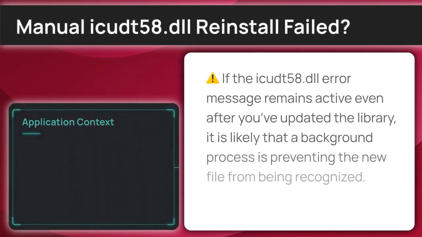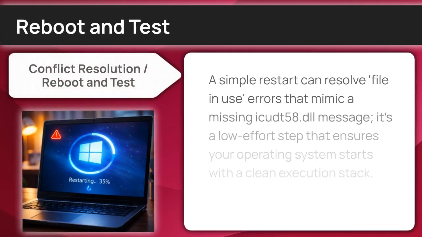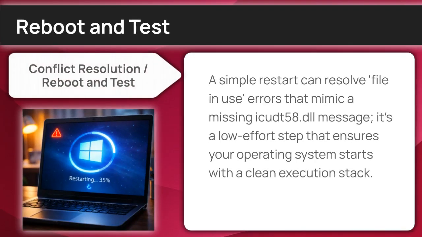If the application still won't initialize, we need to shift our focus to how the Windows loader is interacting with the library. Performing a restart can determine if the error is just a transient environment glitch. A reboot refreshes your system's path variables and can sometimes reestablish a broken link to the icudt58 file.